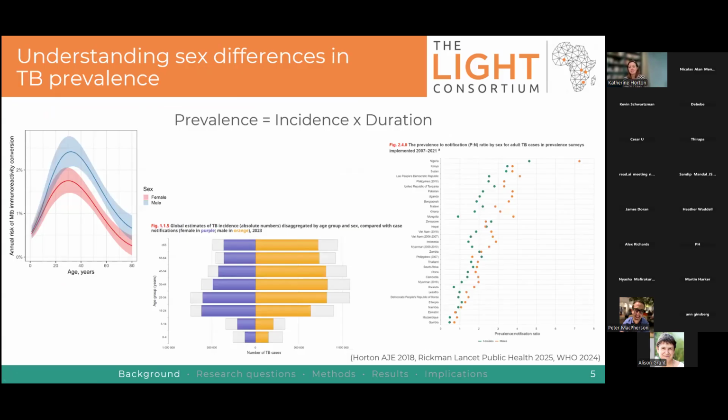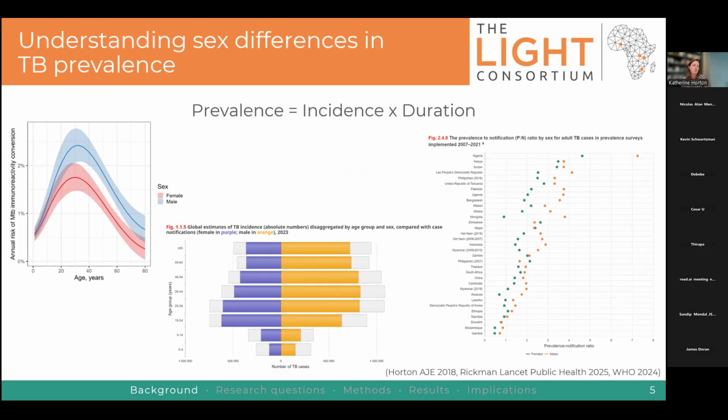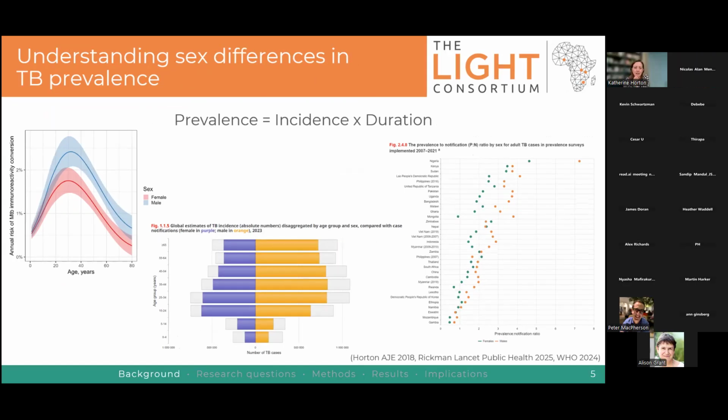Now, why is this? If we want to understand the reasons for higher prevalence among men, we need to remember that prevalence is a product of incidence and duration. And our previous modeling work suggests that both these things are higher among men than women. And this is supported by several other pieces of data as well. I've just shown a couple here. If we look at this figure on the left, when we think about incidence, these are results from a recent systematic review by Hannah Rickman that shows a higher annual risk of MTB immunoreactivity conversion among men than women from adolescence. And then the figure at the bottom shows WHO estimates of global disease incidence in gray. And those bars you'll see are higher among men than women, again, from adolescence.